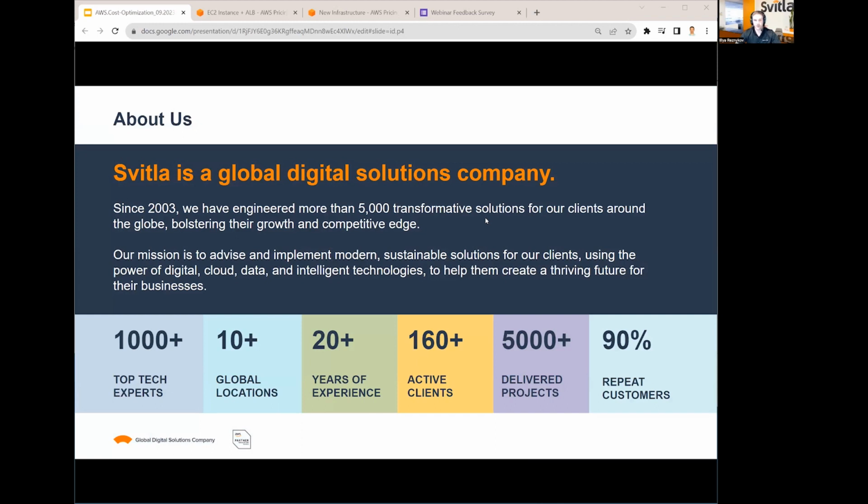Svitla is a global digital solution company. We are headquartered in California, but we have a lot of locations around the world, in Ukraine, in Poland, in Argentina, in Mexico, obviously in the US, and some other countries. We have been on the market for more than 20 years already. We have more than 1,000 technical experts, different kinds of engineers, and we have experience in different industries and with different products, and we could definitely help you with your product.